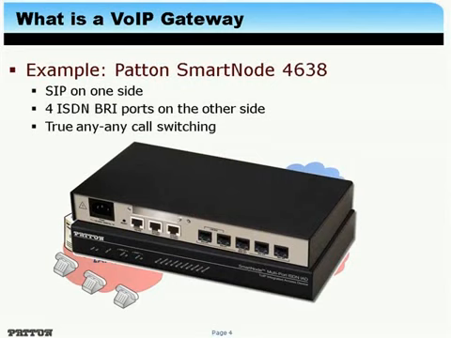Before we continue this VoIP nugget, I'd like to introduce to you the VoIP gateway we are going to use for the rest of the nugget. This is the Patent SmartNode 4638. It's a gateway that fits into the scenario that we've been drawing on the previous slide. It has 2 Ethernet ports for SIP connectivity to the 3CX phone system, and it has 4 ISDN lines to connect to German Telecom, for example. It converts 8 simultaneous voice or fax calls from SIP to ISDN, and of course, being a smart node, it supports true any-to-any call switching.